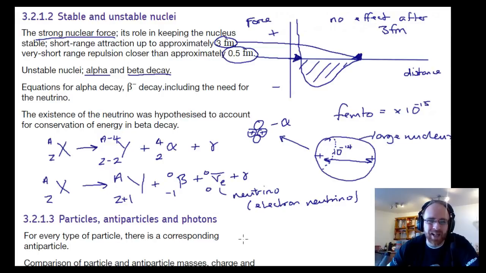Cool. So that's stable and unstable nuclei. You need to remember the strong nuclear force is repulsive at distances smaller than 0.5 femtometers, and attractive at distances up until 3 femtometers. After 3 femtometers, we've got no effect from the strong force. The other force in the nucleus is the electrostatic force or electromagnetic force.